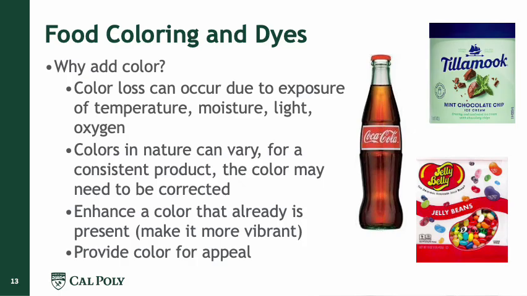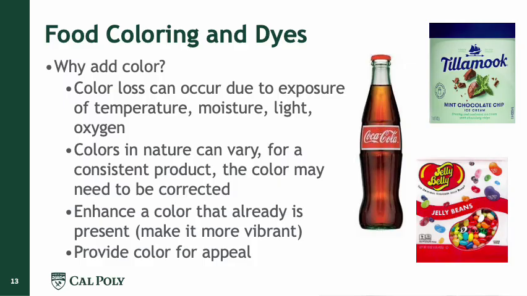So now let's move into other types of additives. The first ones are the color additives. So we have food colorings and dyes. Why do we want to add color to our food? We want to add color because sometimes there can be color loss because of exposure to temperature, moisture, light, and oxygen. And also because colors in nature can vary.